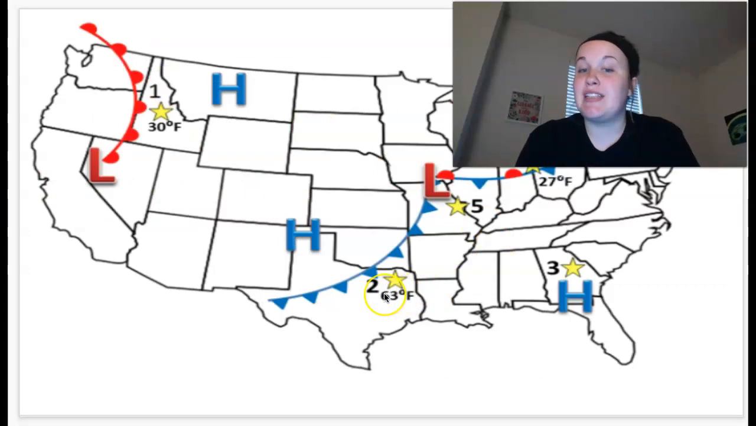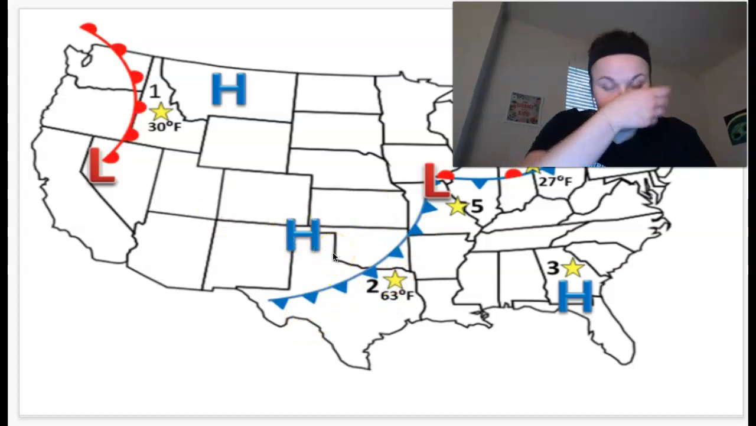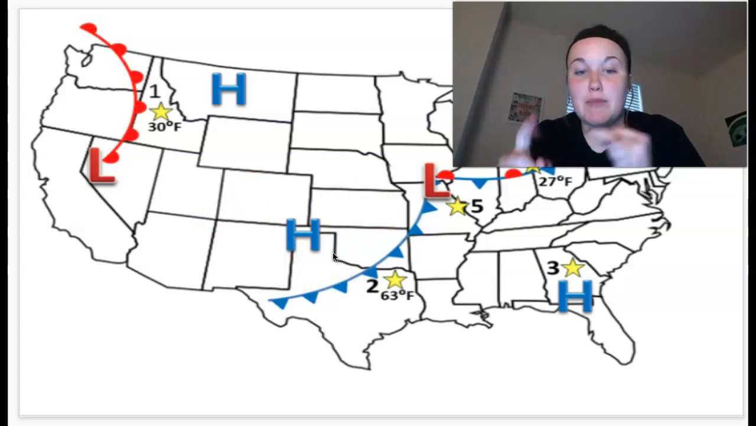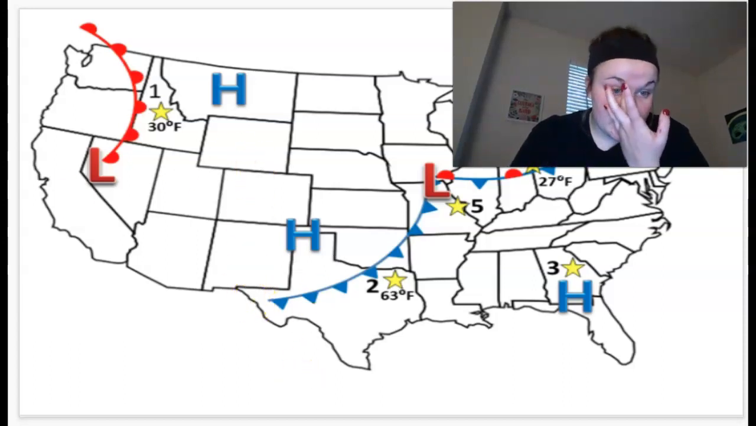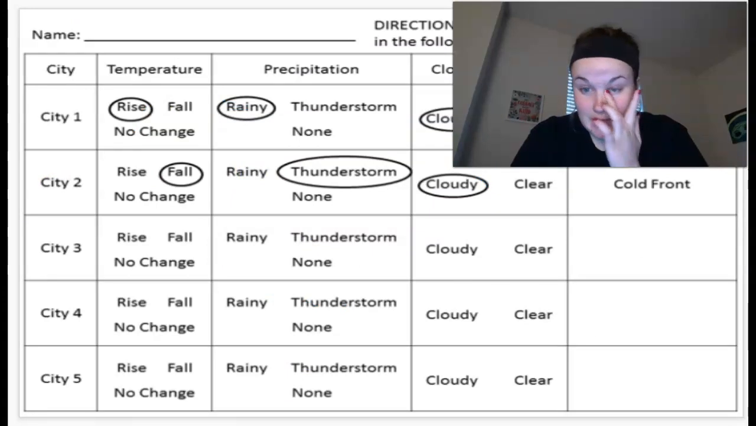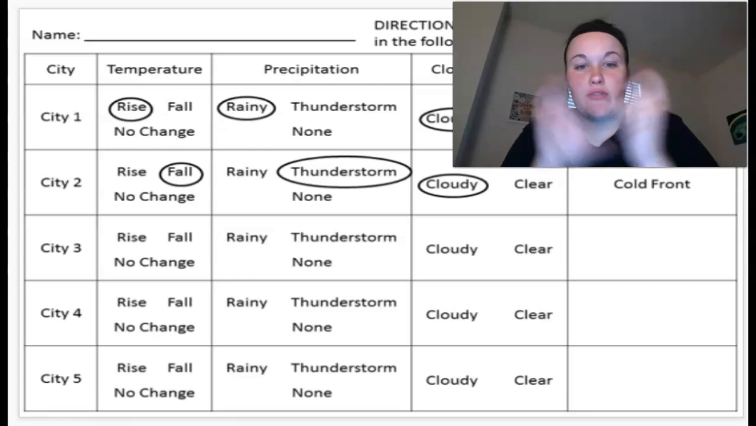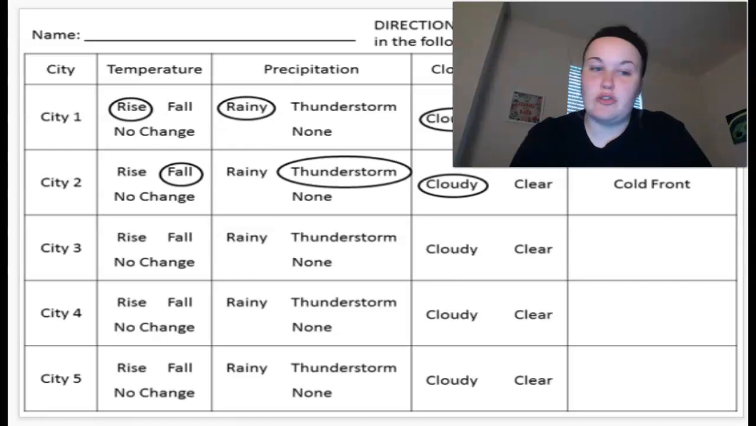City number 2 is Dallas, Texas. It looks like there's a low front coming in and maybe some high pressure moving in as well. So we're going to probably see temperatures fall. We might be looking at some thunderstorms, and it's probably still going to be a little cloudy. So let's see. Good. So with our cold front, we have a fall in temperature, have some thunderstorms, and it's probably going to be cloudy because thunderstorms usually have clouds.